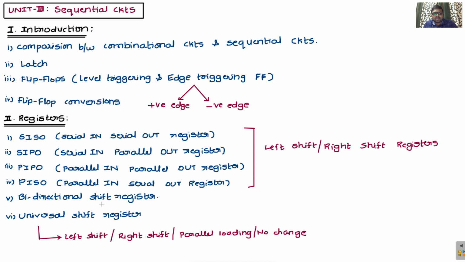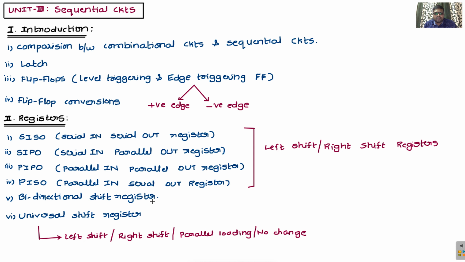So when you observe this bidirectional shift register, this one performs only two operations, that is left shift operation and right shift operation. If you provide input 0, it operates in left shift operation; if the input is 1, then it performs a right shift operation. So only two operations are performed by the bidirectional shift register. When it comes to the universal shift register, left shift, right shift, parallel loading and no change. These are the four operations performed by the universal shift register.